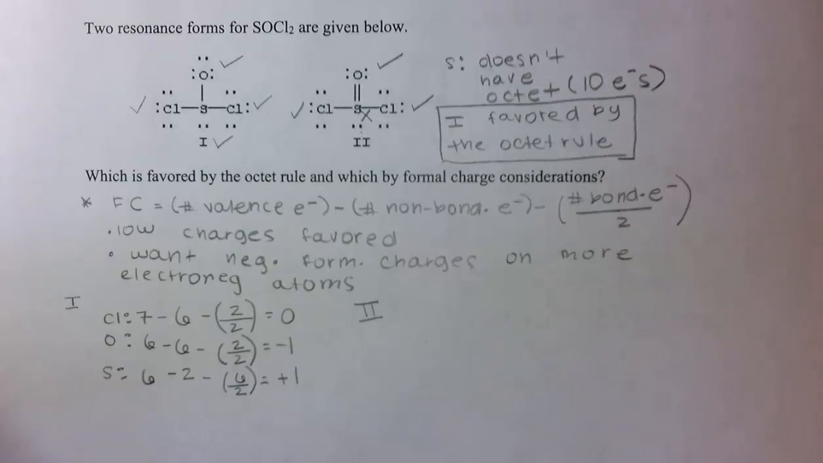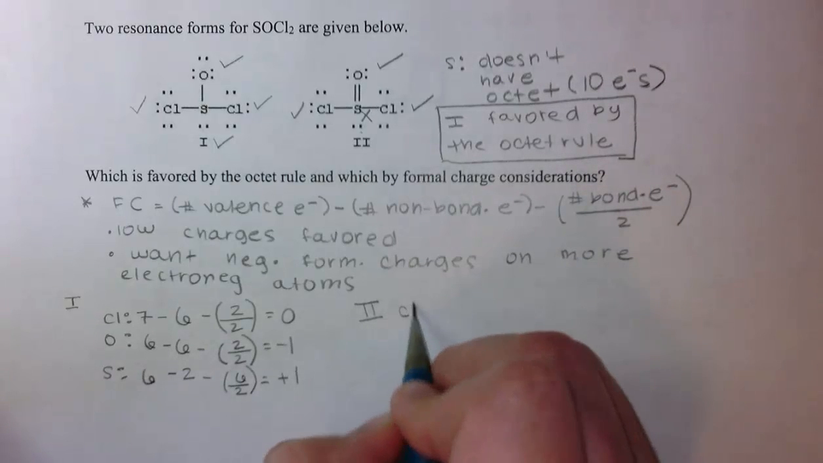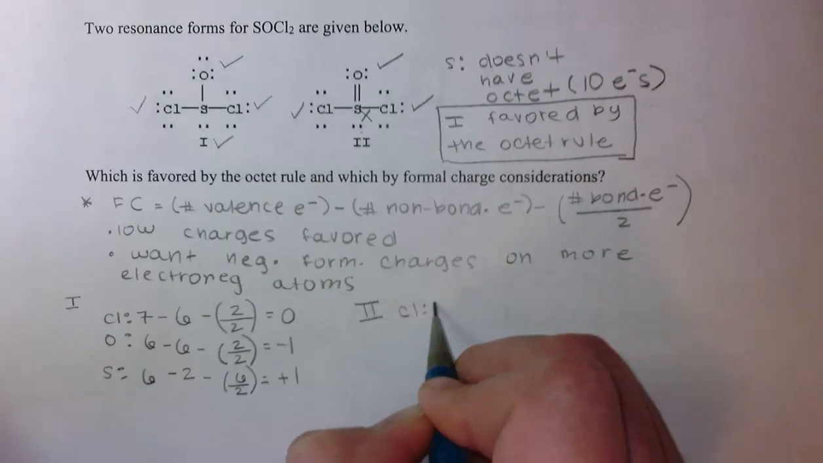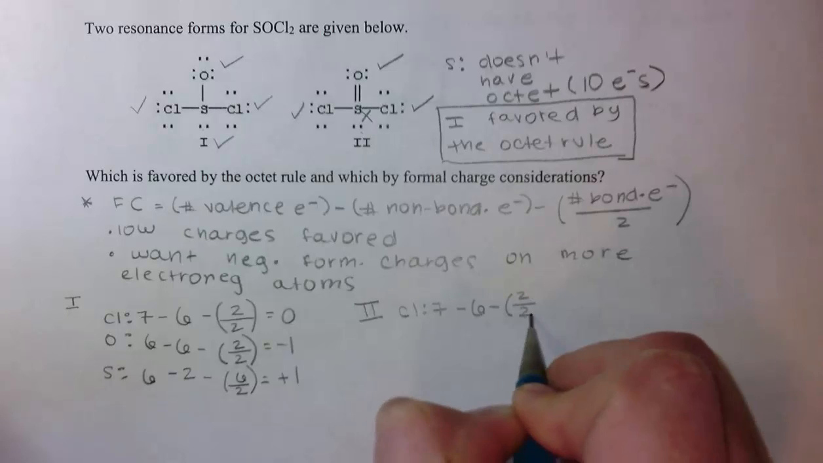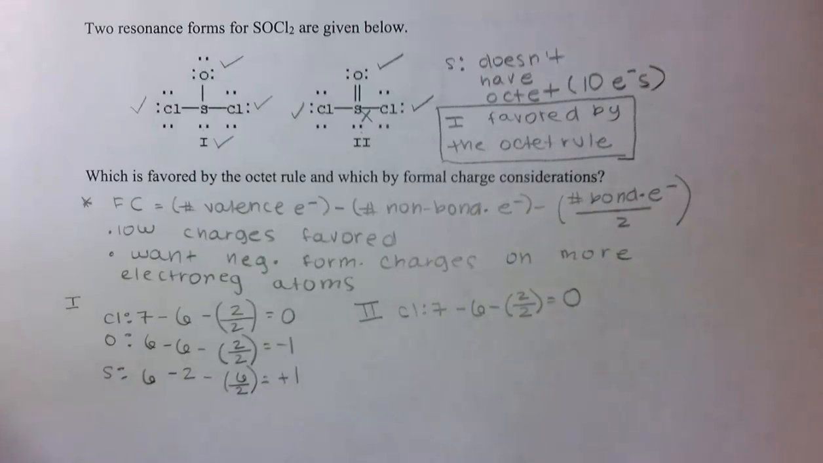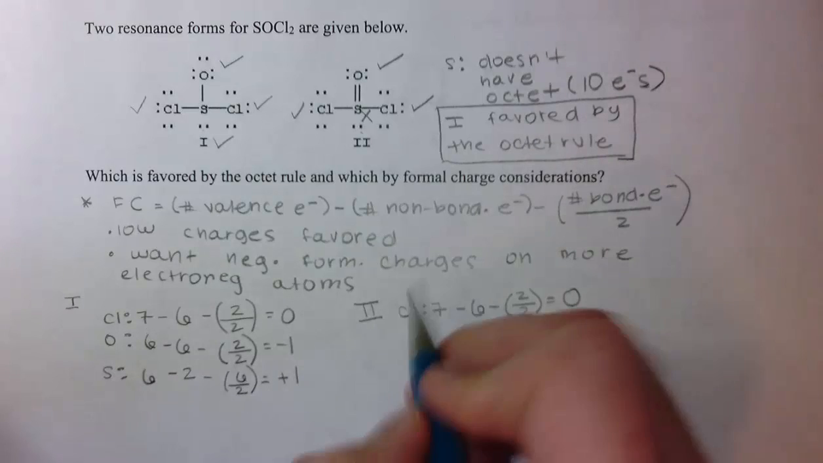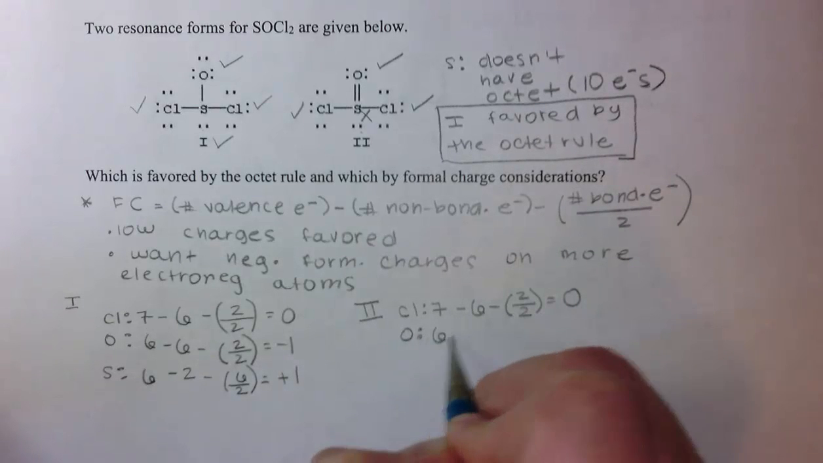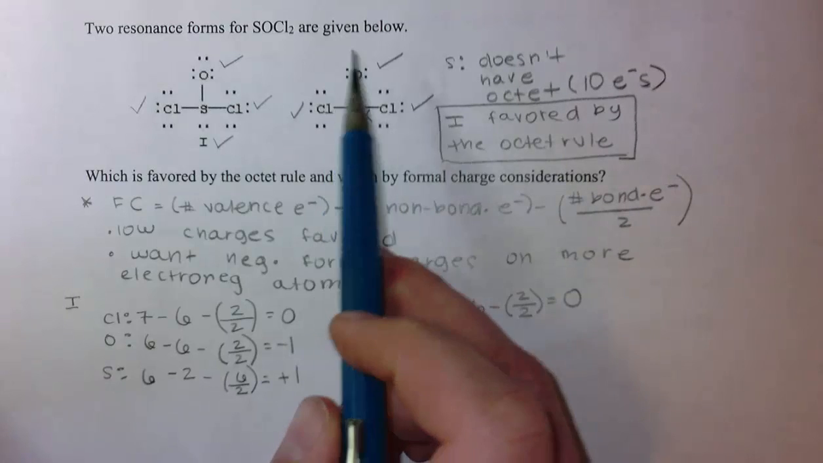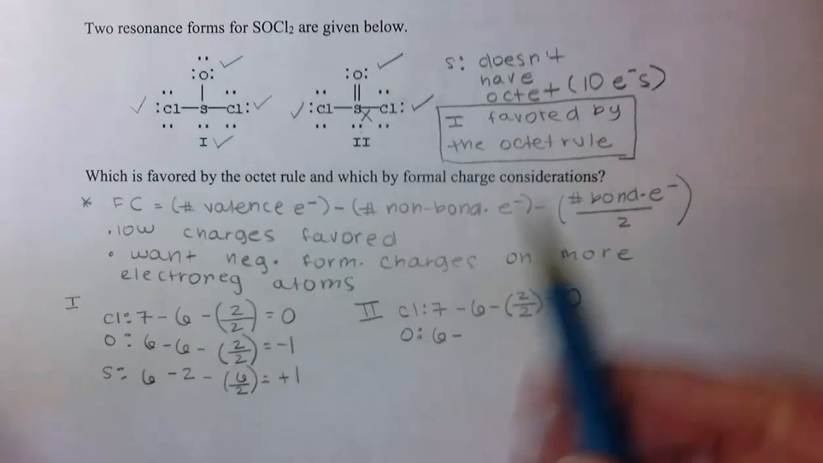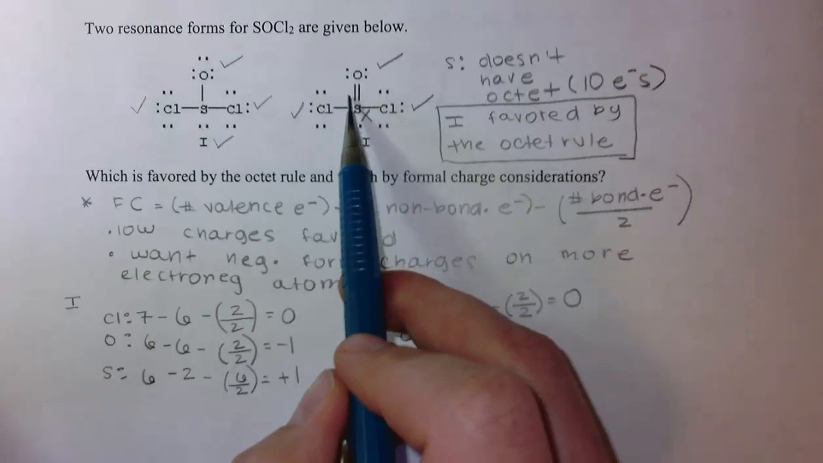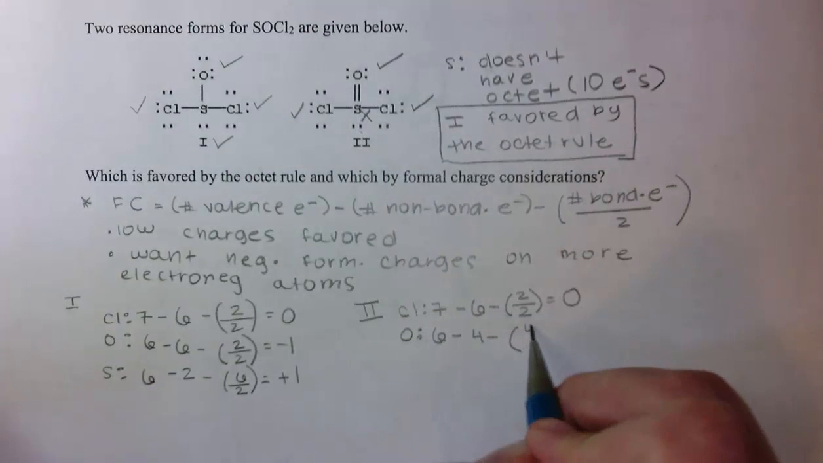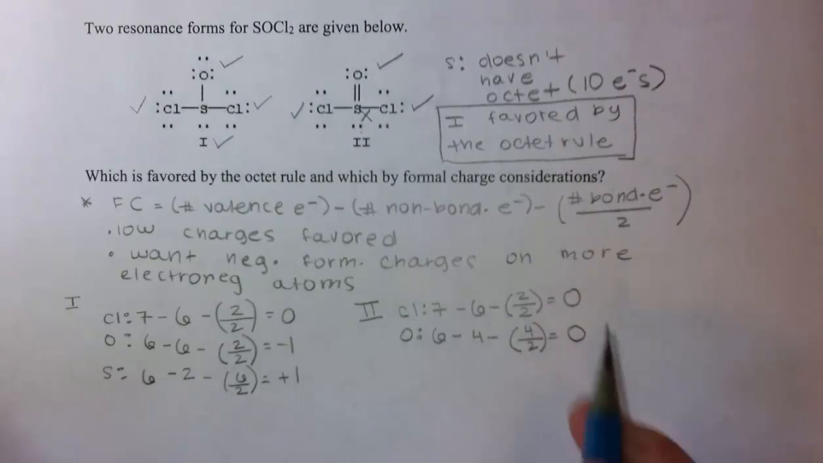Now looking at the second resonance form, we can start with chlorine again. And this is still unchanged. We have 7 valence electrons, 6 that are non-bonding, and then 2 that are bonding. So we have a 0 formal charge for chlorine. For oxygen, we have 6 valence electrons, and we now have 4 that are non-bonding electrons. So we're going to subtract 4. And then we also have 4 that are bonding in this case. So we get that oxygen has a formal charge of 0.